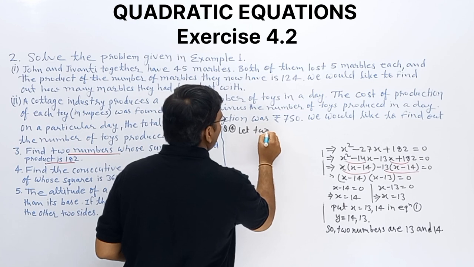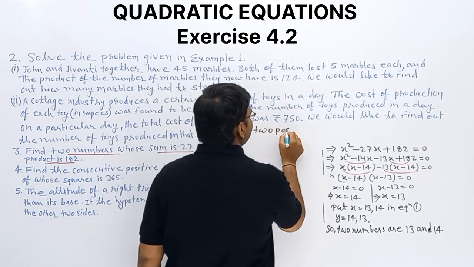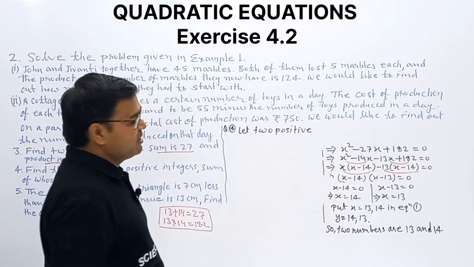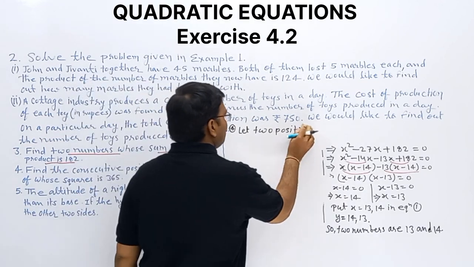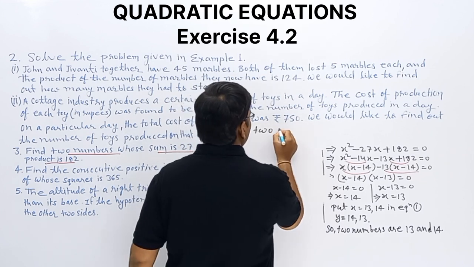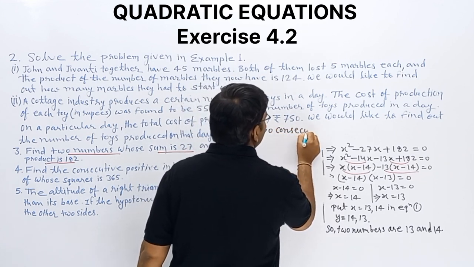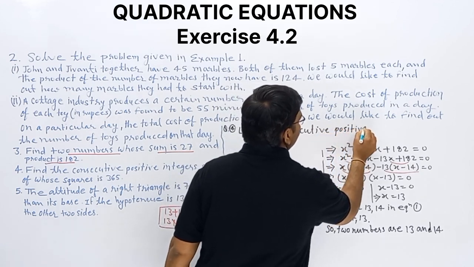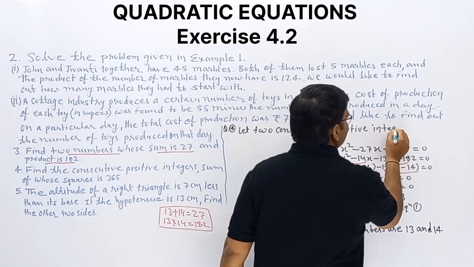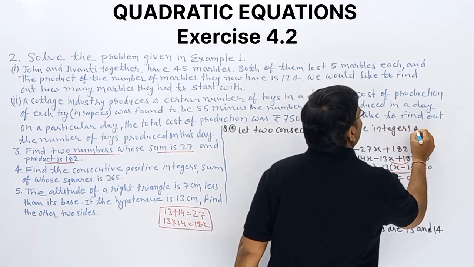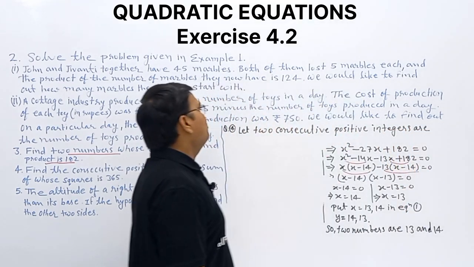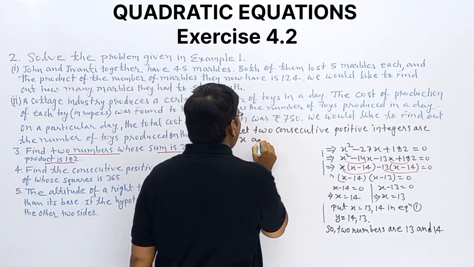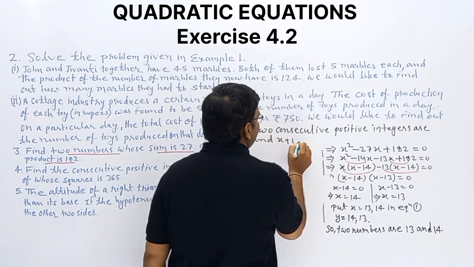Let two consecutive positive integers be x and x plus 1.